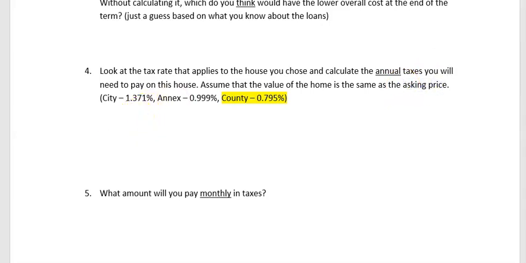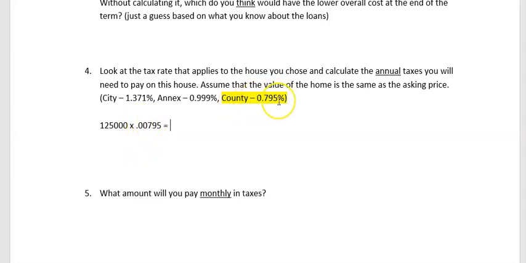So we paid $125,000 for the house. We're going to assume that that's what it's worth, and so we're going to multiply by this rate here. Now it's a really small rate. It's less than 1%, right? So one thing students sometimes mess up on here is not moving the decimal enough places.